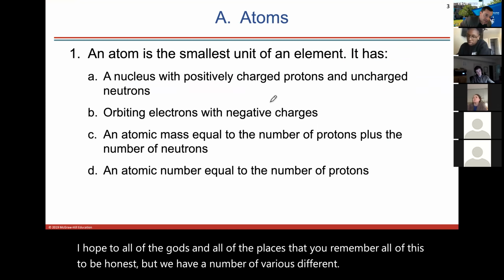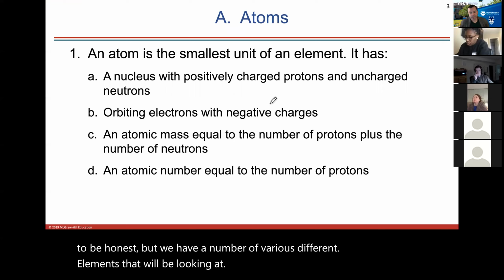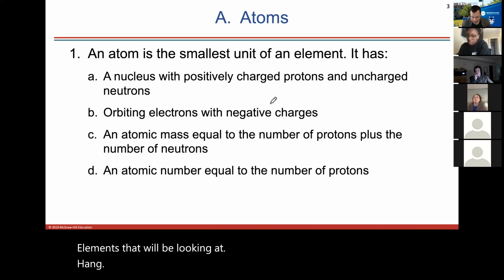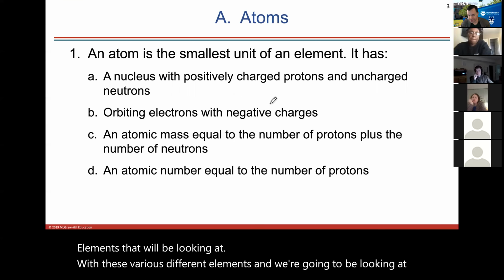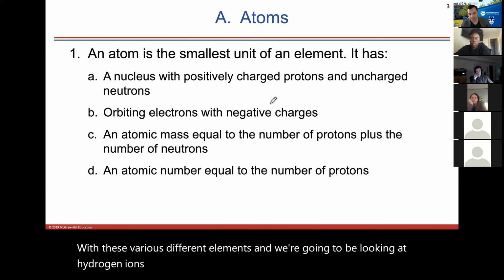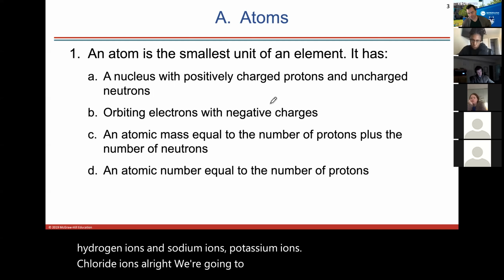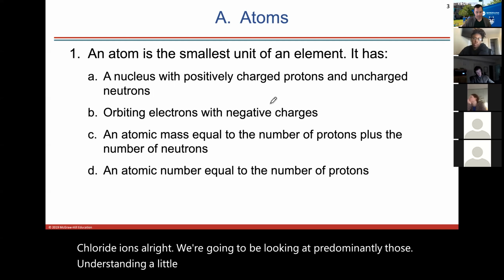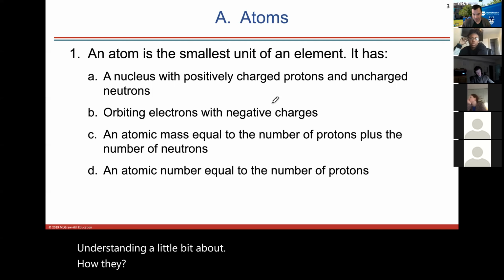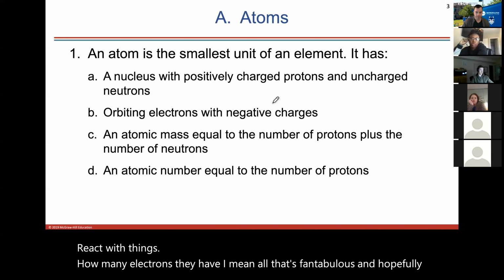Okay. But we have a number of various different elements that we'll be looking at. With these various different elements, we're going to be looking at hydrogen ions and sodium ions, potassium ions, chloride ions. All right, we're going to be looking at predominantly those. Understanding a little bit about how they react with things, how many electrons they have. I mean, all that's fantabulous, and hopefully you remember it. Okay.